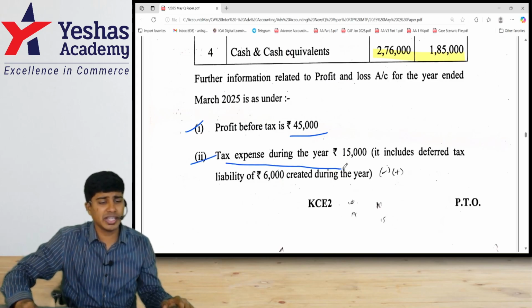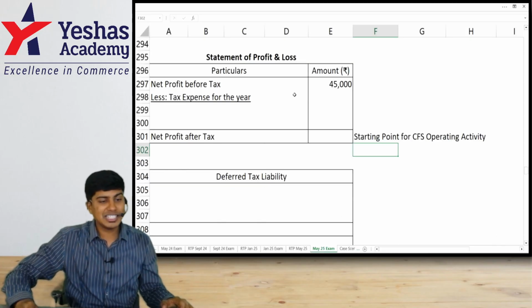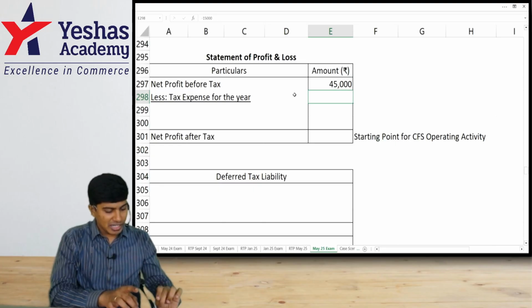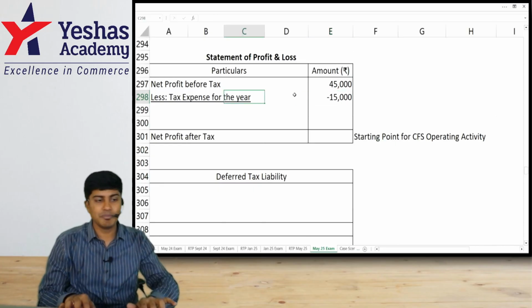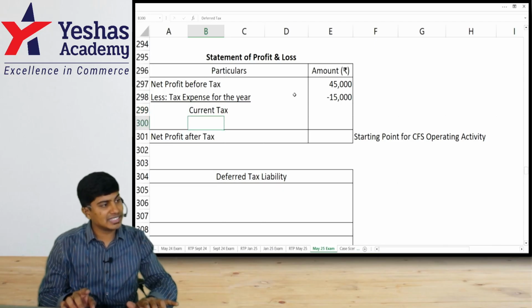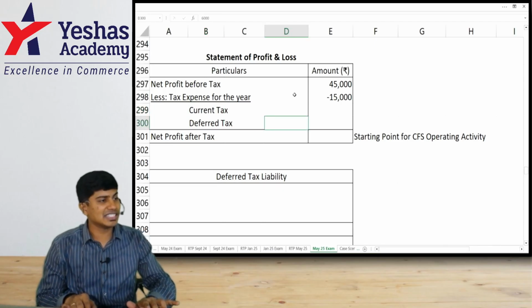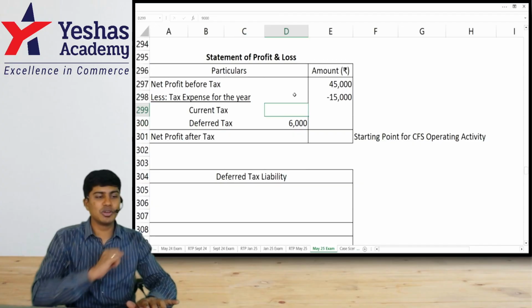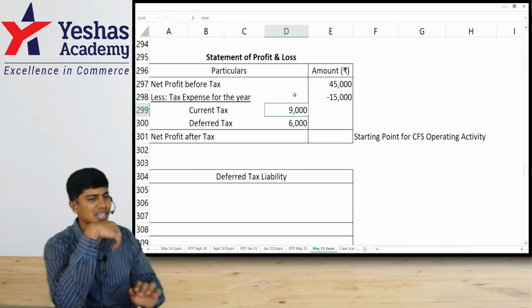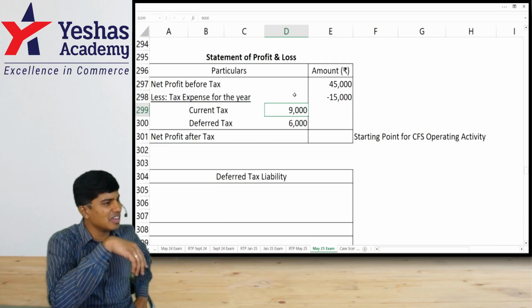Tax expense during the year is 15,000. This includes deferred tax of 6. Tax expense is how much? 15. Here tax expense is 15. This includes current tax and deferred tax. Deferred tax is 6,000. How much will be current tax? 9,000. Sir, what is this current tax, sir? Sir, what is this deferred tax?